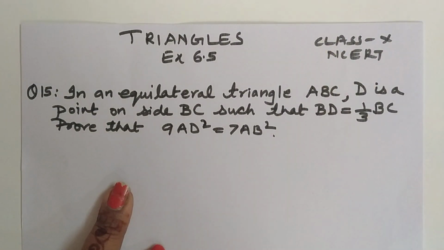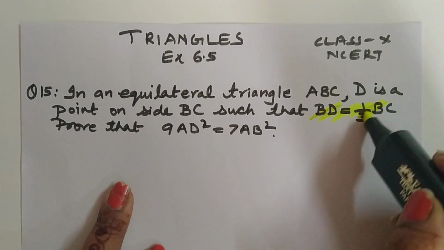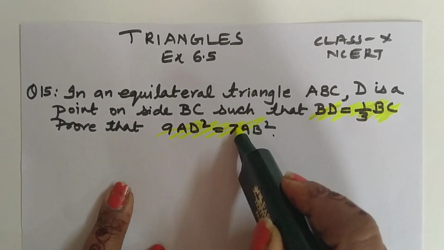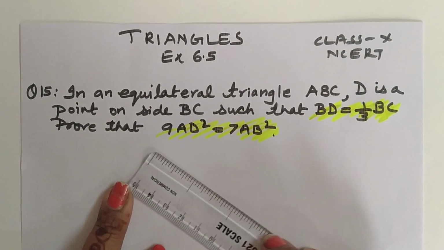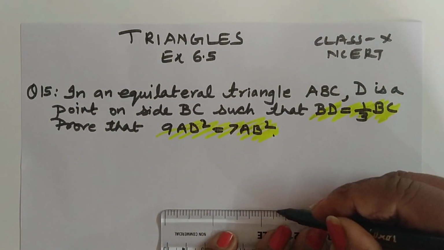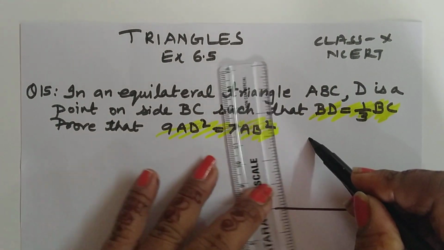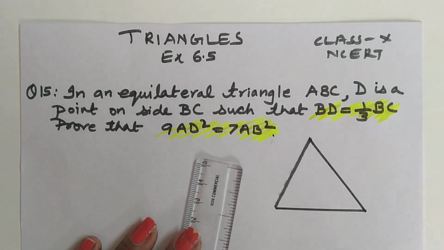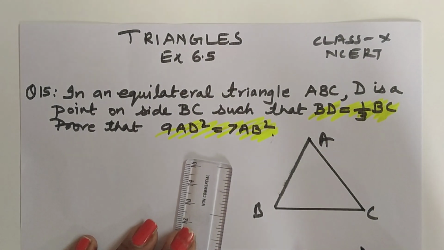So this is what we need to prove, and we are given BD is equal to 1 by 3 BC, or BC upon 3, and 9AD square is equal to 7AB square is what we need to prove. So first of all, we have to draw a triangle. Let ABC be an equilateral triangle.